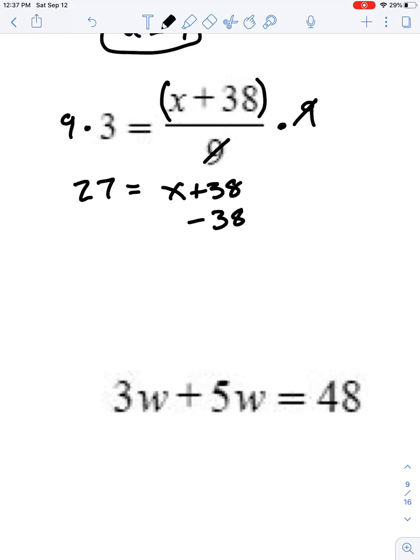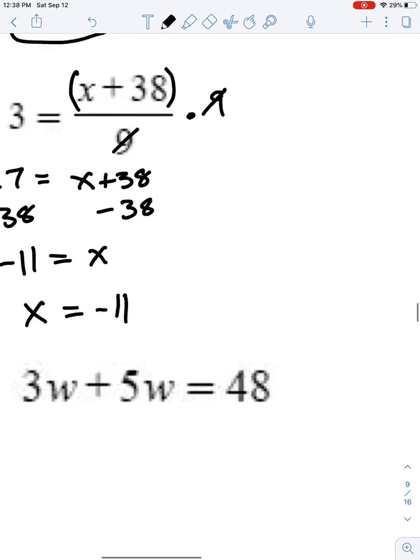Now we subtract 38 from both sides, and we get negative 11 equals x. Now we have to flip those around using the symmetric property. Again, we have to have that variable come in first.